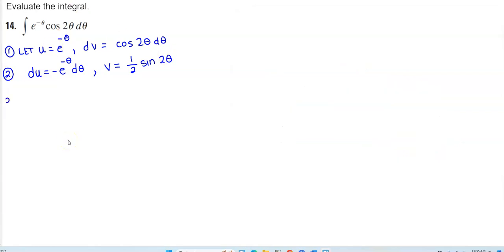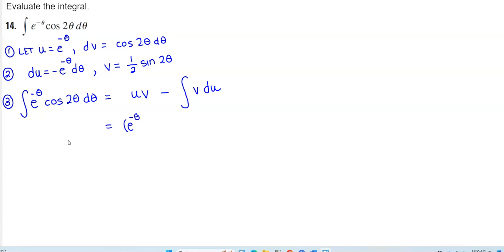Okay, so let's go ahead and write our original integral. We have e to the negative theta cosine of 2 theta d theta, and that's going to equal u times v minus the integral of v du. Well, we know that u is e to the negative theta. We know that v is 1/2 times the sine of 2 theta, minus the integral of v, which is 1/2 the sine of 2 theta, times du, which is negative e to the negative theta d theta.